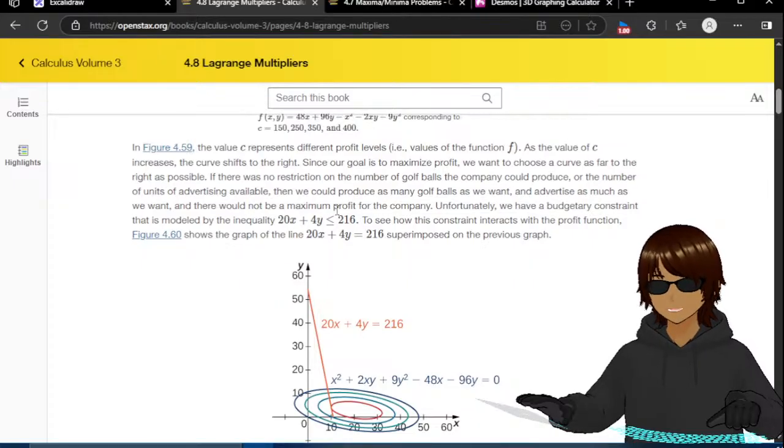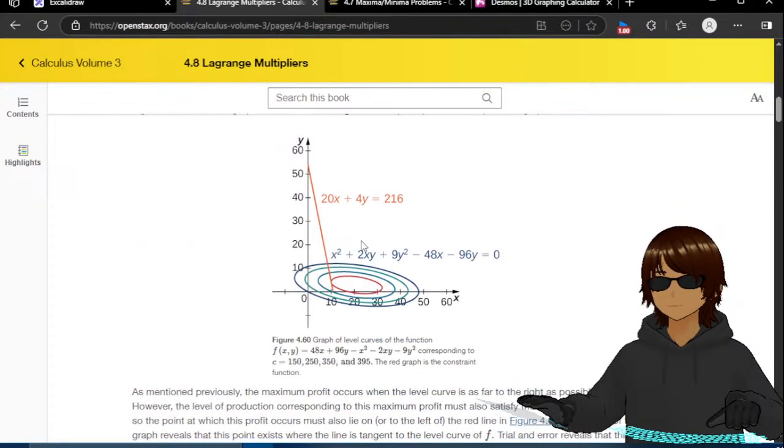Unfortunately, we have a budgetary constraint that is modeled by the inequality. To see how this constraint interacts with the profit function, figure 4.60 shows the graph of the line 20x plus 4y is equal to 216 superimposed on the previous graph.